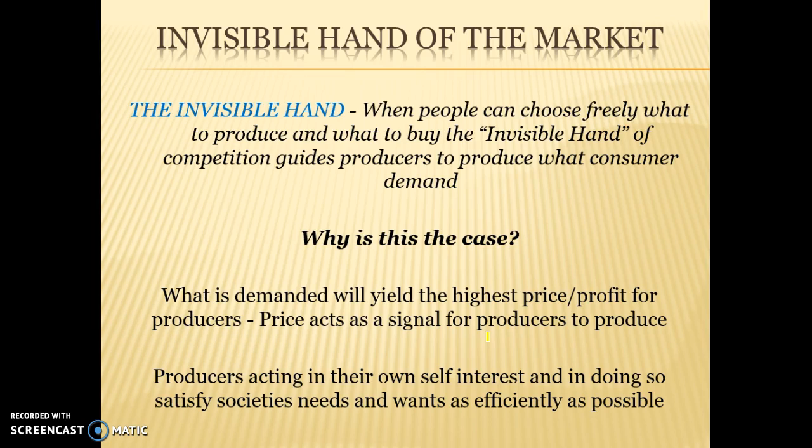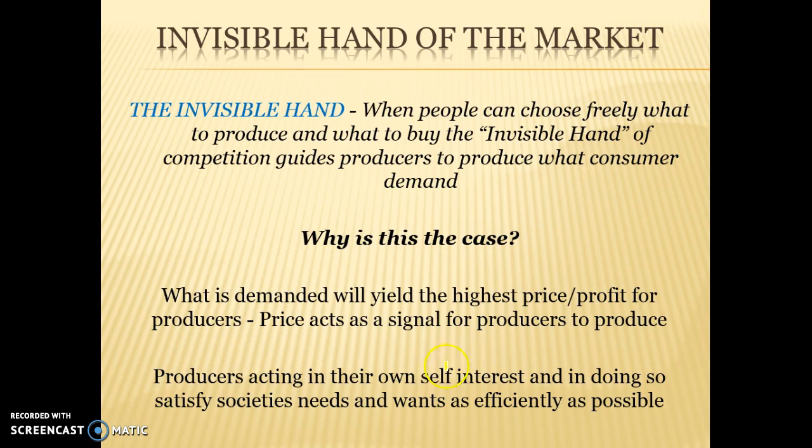This is a term devised by Adam Smith, and basically what that means is that when people can choose freely what to produce and what to buy, the invisible hand of competition guides producers to produce what consumers demand. Why? Because that's where they're going to get the highest profit. So the invisible hand is producers will produce what consumers want, that the free market works. The free market is the best way to allocate resources, because automatically producers will produce what consumers want, because that's where they're going to generate the highest profit.